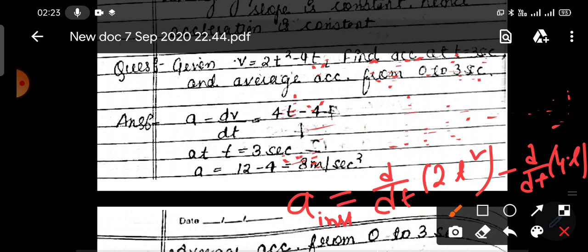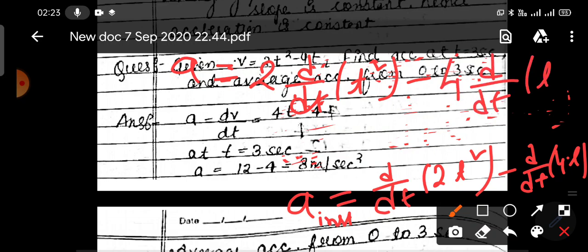So a equals 2 into d/dt of t square, minus, again 4 is constant, so we will take out 4 also. So 4 into d/dt of t. Now here, what is the differentiation of t square? Here you have to use the formula: the differentiation of t to the power n is equals to n t to the power n minus 1.